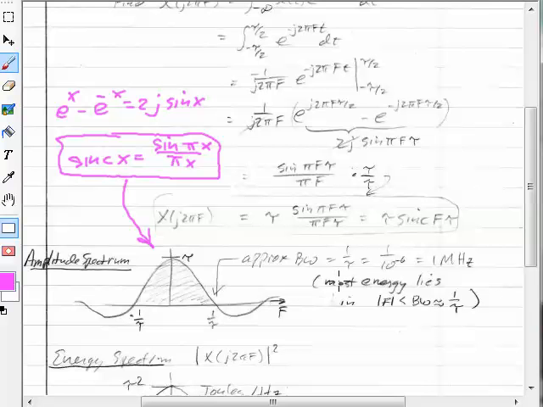Now in my little example, I have 1 microsecond rectangular pulses in this communication system. So the approximate bandwidth, which is this shaded area, we don't generally count negative frequencies when we compute bandwidth, but we go out to 1 over tau. That's 1 over 10 to the minus 6. That's 1 megahertz. So if you have 1 microsecond square pulses, your bandwidth is approximately 1 megahertz.